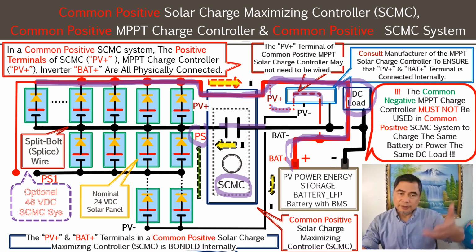Opposite from the common negative design. So with this PV negative, you only need a small cable. It could be just like 40 amps, and to make it 80 amps is the maximum for the MPPT solar charge controller. So this wire, the input of the MPPT solar charge controller, is not going to have a lot of current, but the positive terminals are going to have a lot of current. It's the total current of both the MPPT solar charge controller and the solar charge maximizing controller.